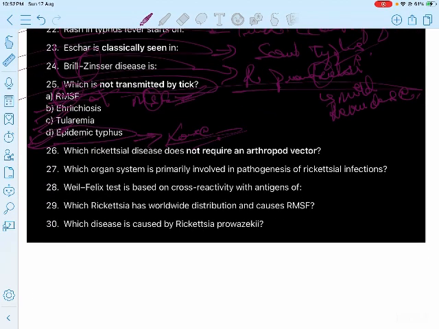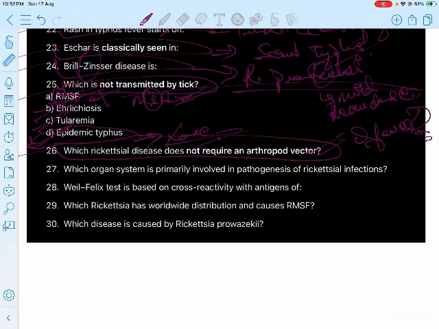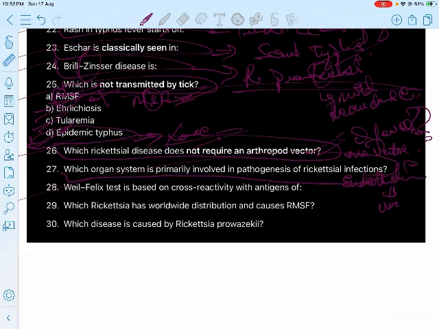Then which rickettsial disease does not require an arthropod vector? So we remember this as Q. Q is a question mark. So for Q, no vector is required. No vector for Q fever, Coxiella burnetii. Now which organ system is primarily involved in the pathogenesis of rickettsial infections? It is the endothelium. Vasculitis. Okay, vasculitis is pathognomonic.